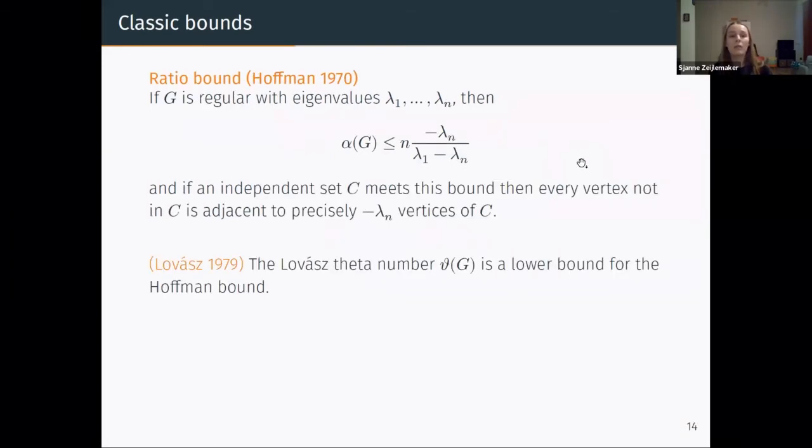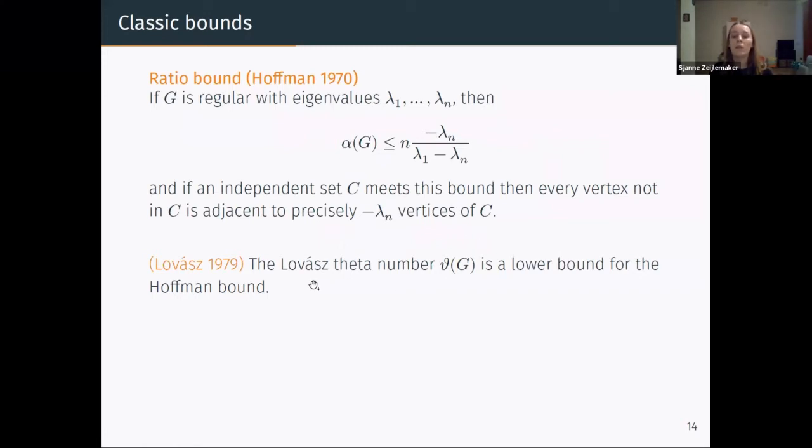And for regular graphs, we also have a second bound. So this is called the ratio bound, and it's an unpublished result from Hoffman. And if the graph is regular, then this expression here is an upper bound for the independence number. And this bound also comes with a necessary condition for equality.